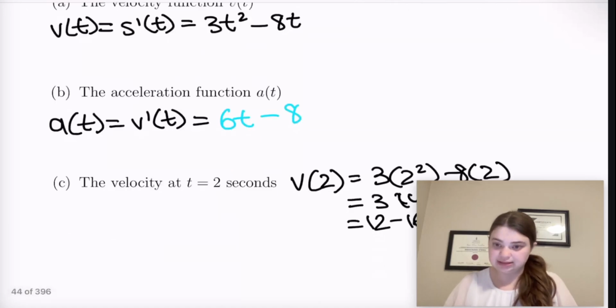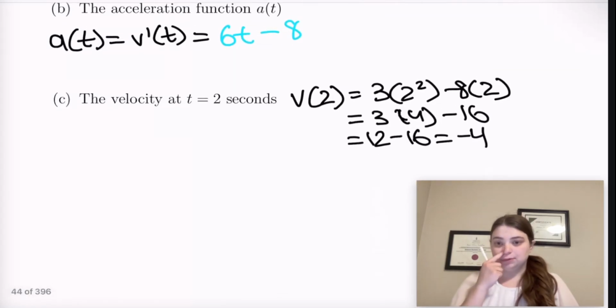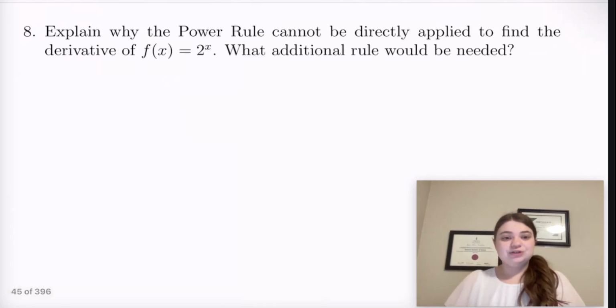Oh, I'm just realizing you can't see all that. There we go. Yeah, so it would be negative 4 just by plugging in 2 to the velocity equation that we found. All right, let's do one last one.